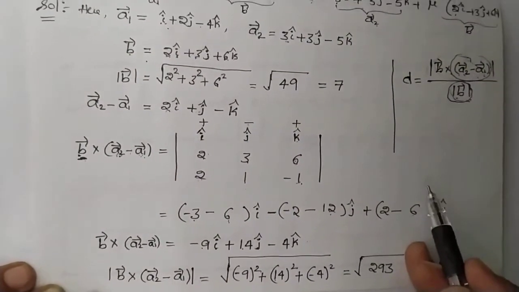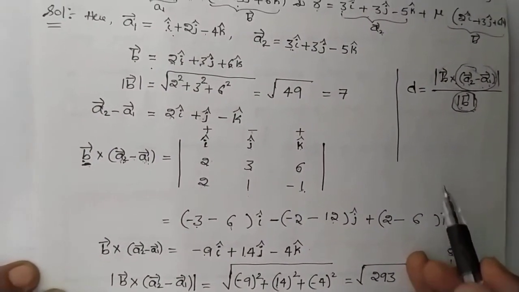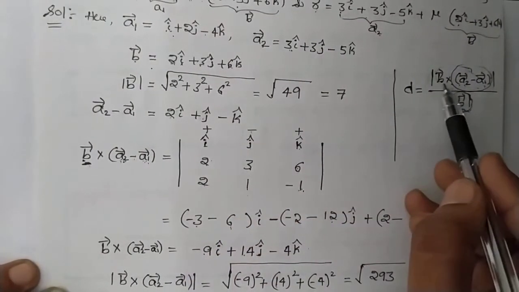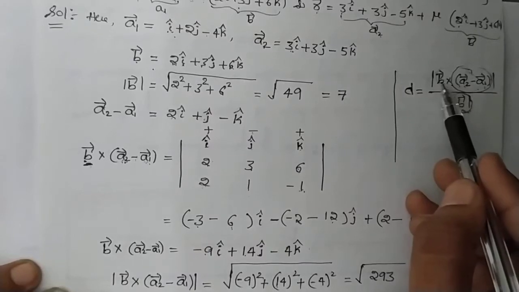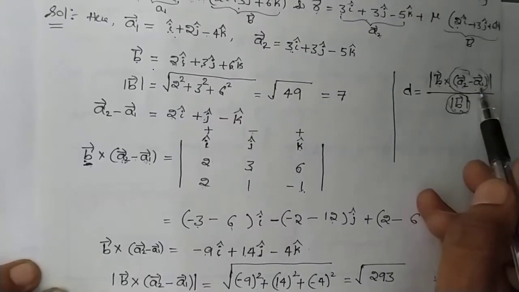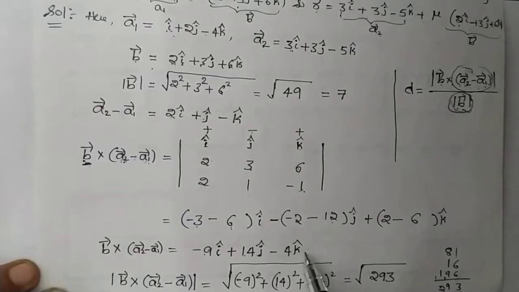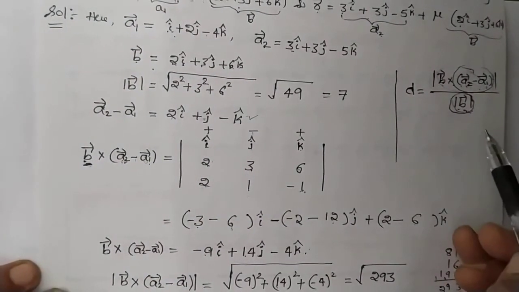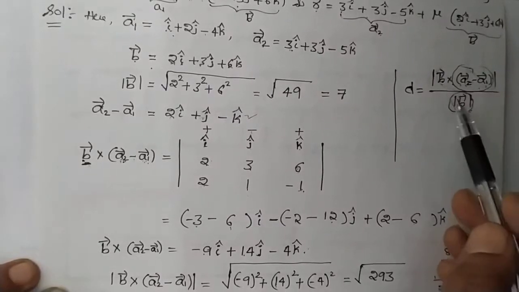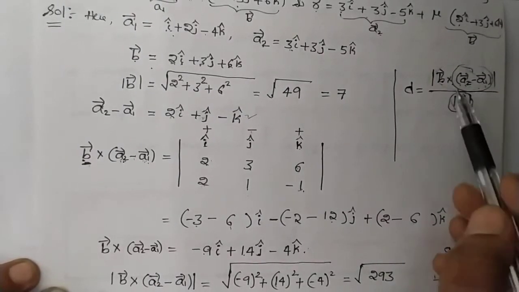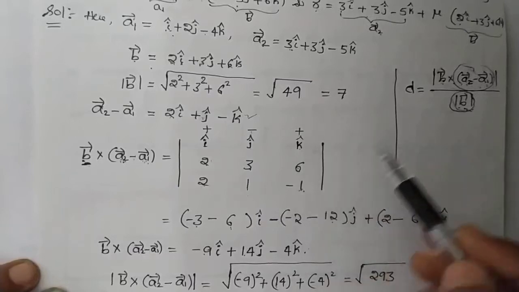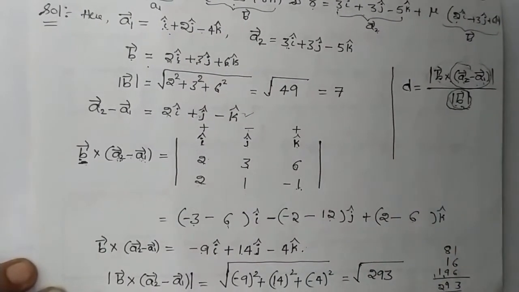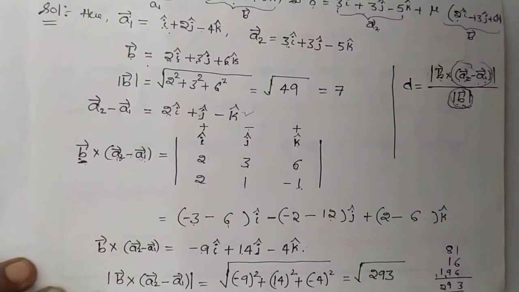Yes. Now once again verify it. We have the magnitude of b. Next, the cross product of b vector and a2 minus a1 we also have. Next, we have to substitute the values of b vector cross a2 minus a1 and its magnitude. Now you just substitute it.